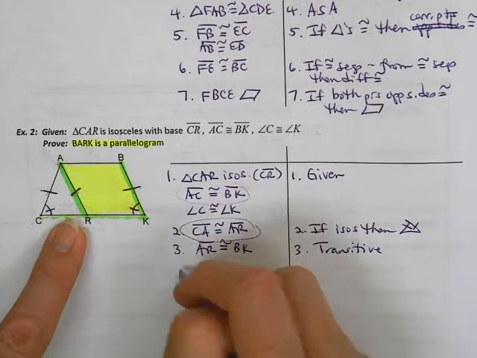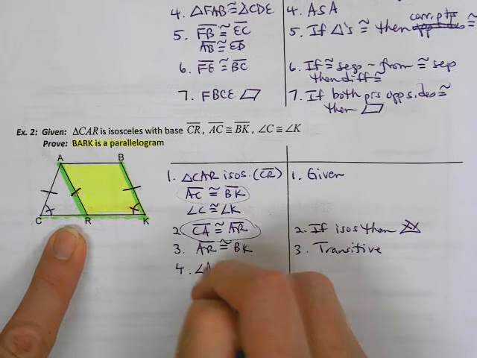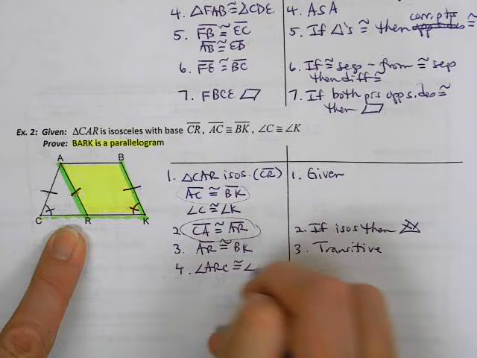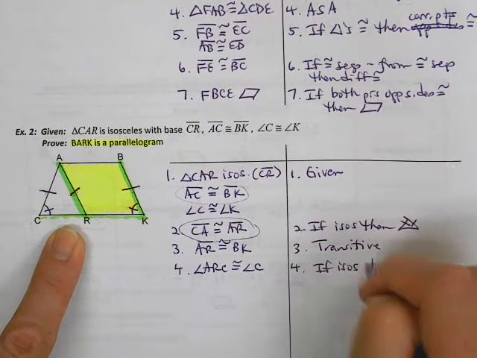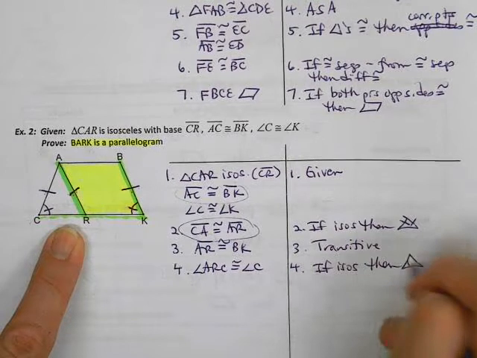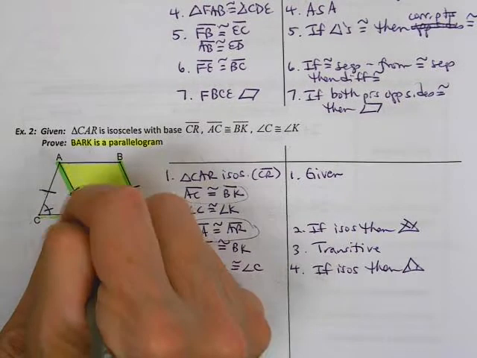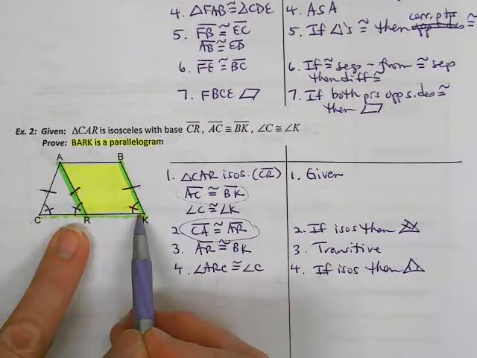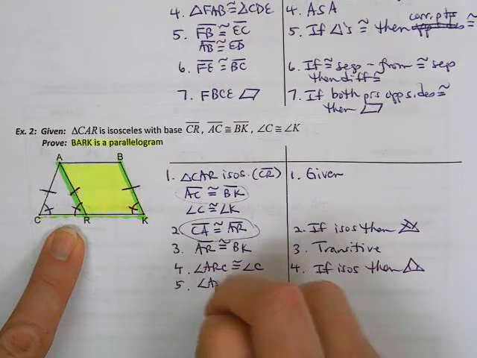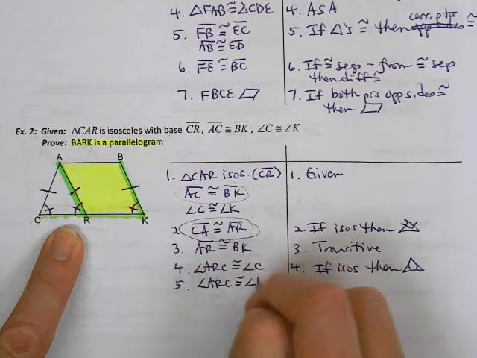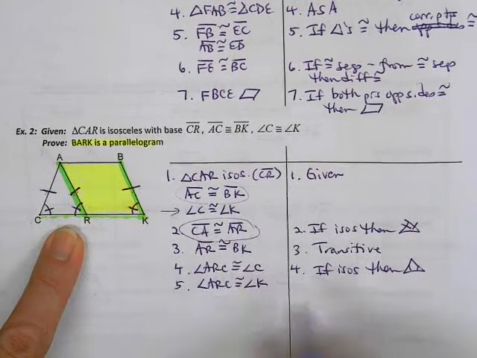So I can say angle ARC is congruent to angle C, because if it's isosceles, then I have two congruent angles. But when I mark it, I notice I already have that mark over here. So then by transitive on the angles, I have angle ARC congruent to angle K, right? You can see the transitive here and here to get me this.